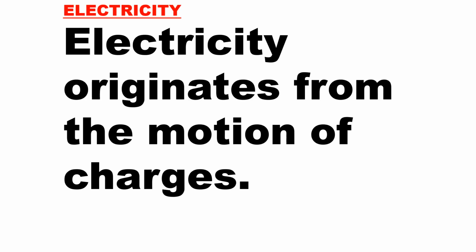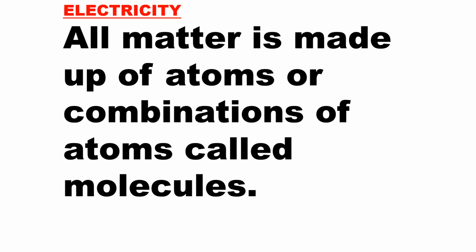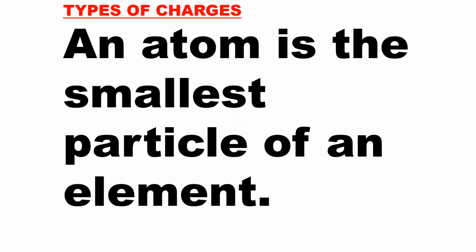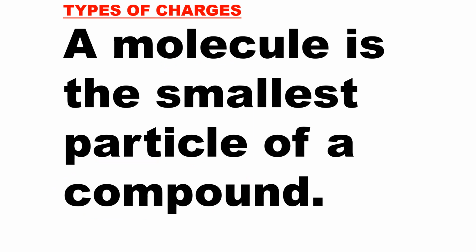Electricity originates from the motion of charges. So all matter is made up of atoms or combinations of atoms called molecules. So an atom is the smallest particle of an element. And a molecule is the smallest particle of a compound.